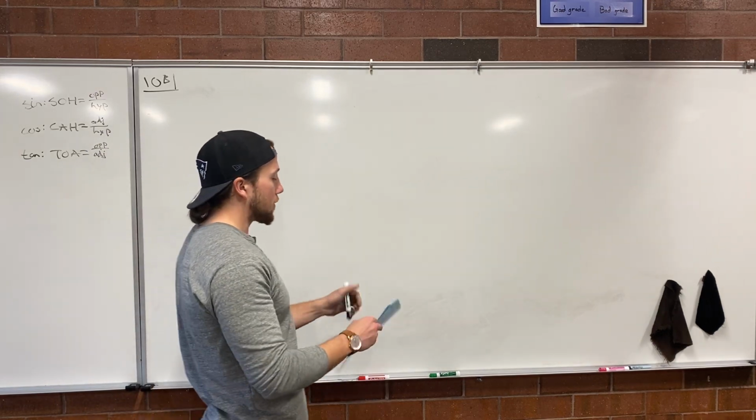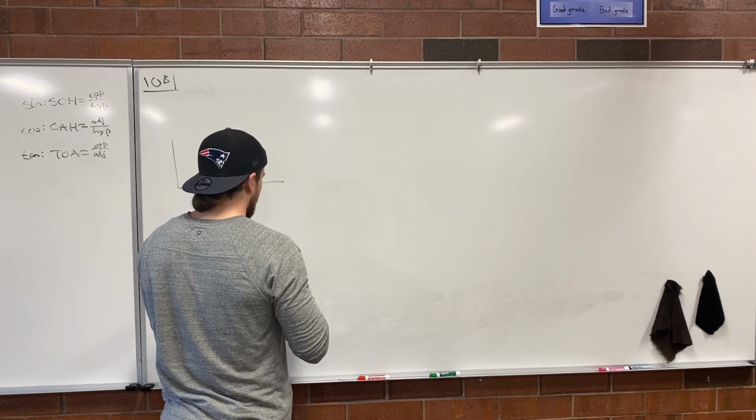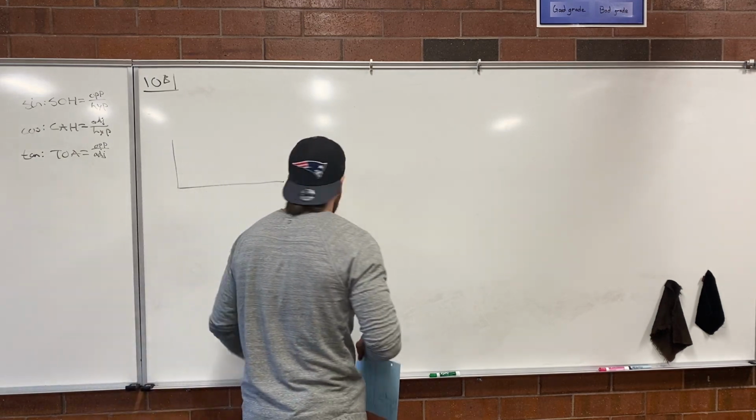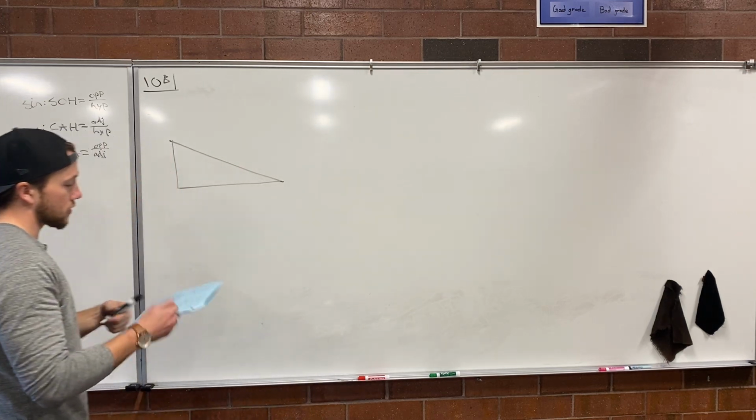Okay, so what we've got is this right triangle. I accidentally grabbed the wrong black marker. Let's throw that over there. We've got a right triangle. Is that the wrong one? I don't know, maybe it wasn't.